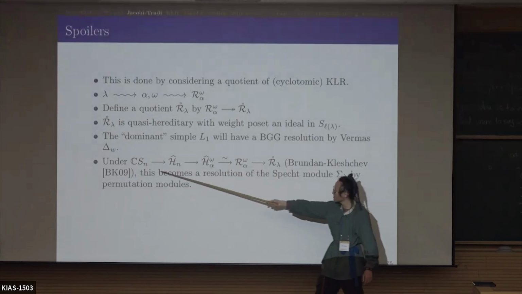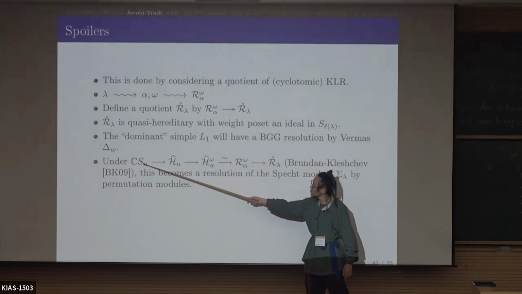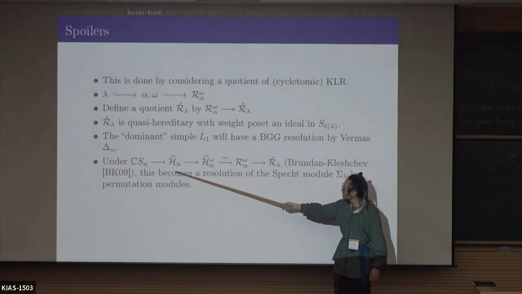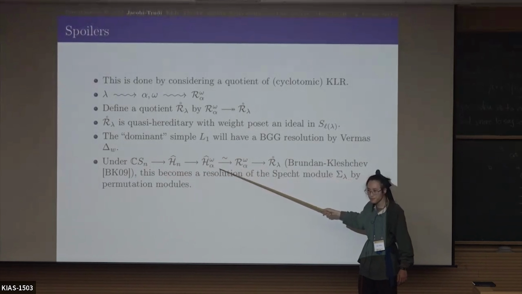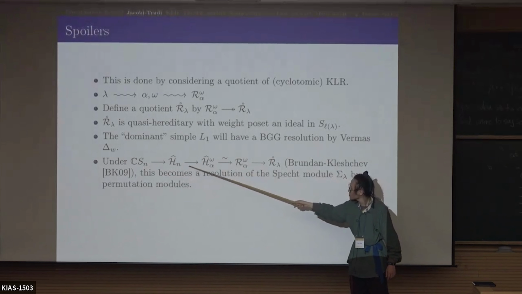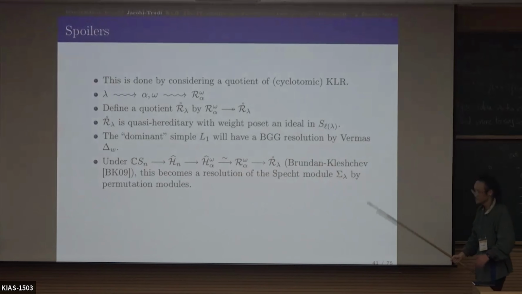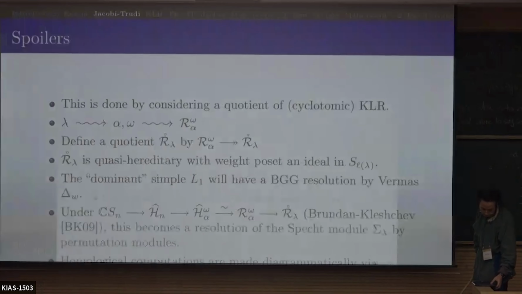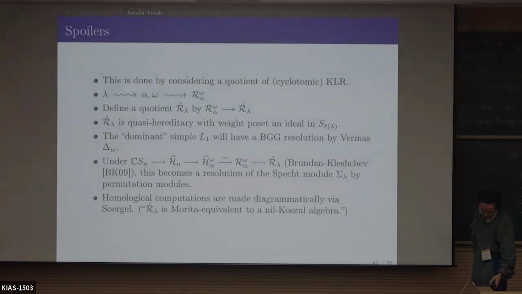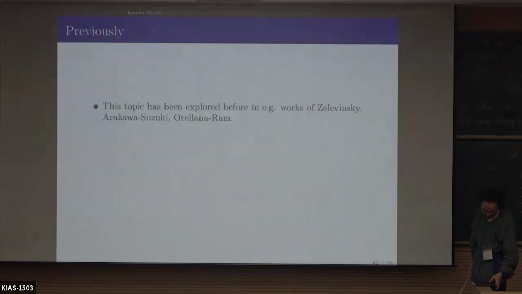Under some composition of maps here, the first thing is just including the crossings of the symmetric group into the Hecke algebra. This is the Brundan-Kleshchev map. This is projection onto a cyclotomic block. And this is the quotient that we're considering here. So there's some long chain of maps you can construct. When you restrict along this map, this BGG resolution becomes a resolution of Specht modules by permutation modules. And you compute homologically by going to circle.